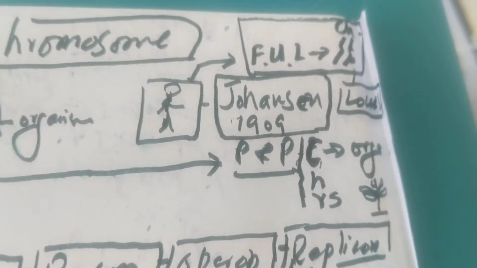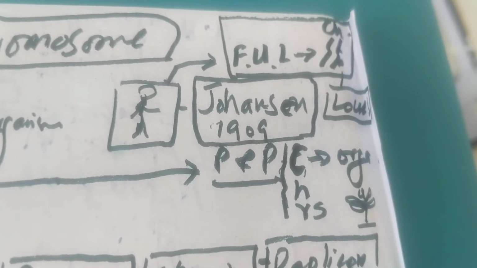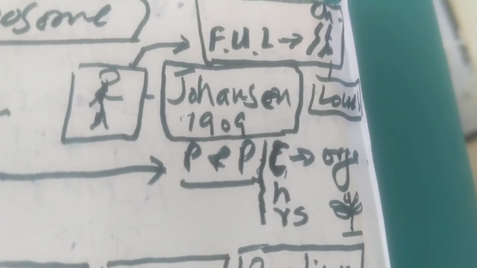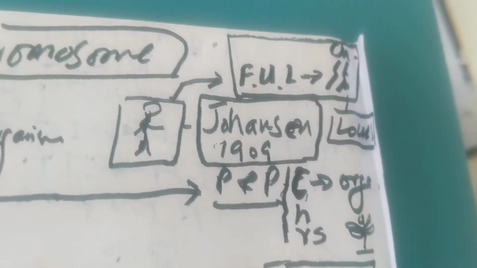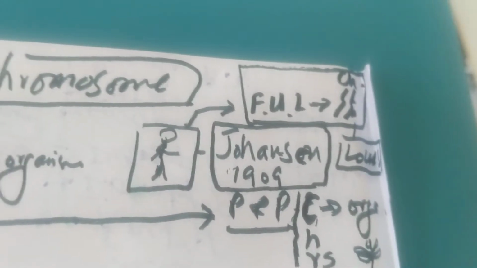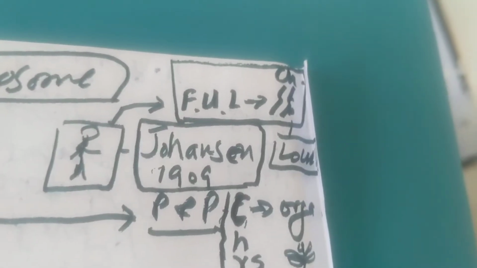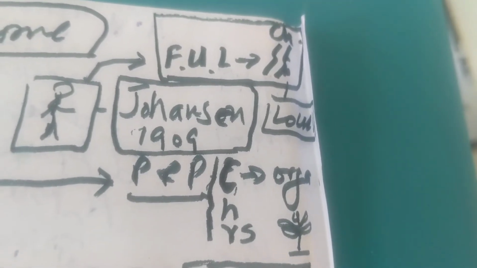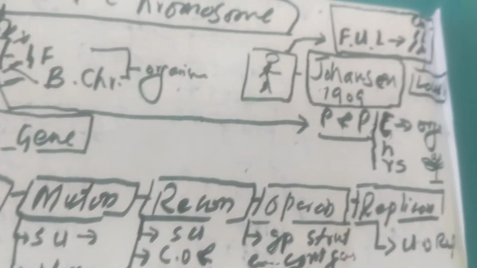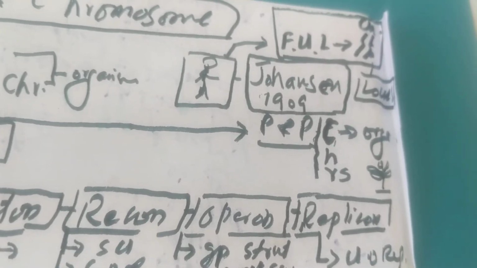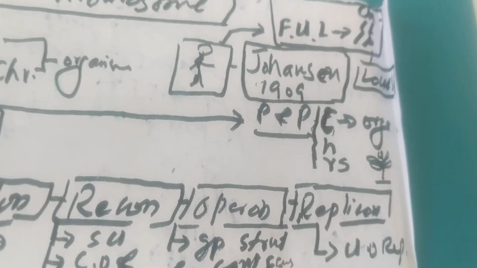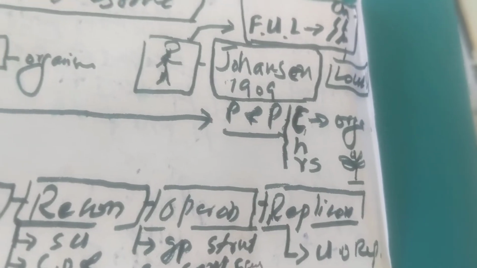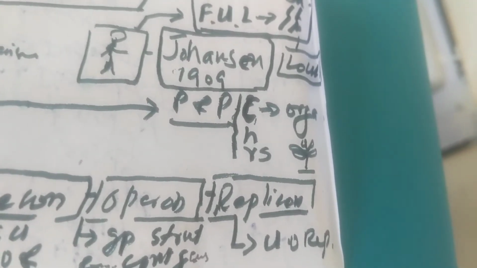The term gene was first introduced by Johannsen in 1909. According to Johannsen, a gene is the fundamental unit of life found on chromosomes. The place where it is found on a chromosome is called the locus. Thus, it is the physical and physiological representation of the characters of an organism. This was all about the gene.